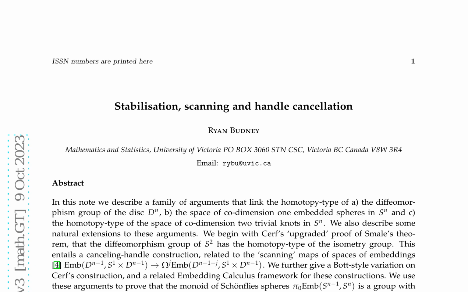Using these arguments, the author proves that the monoid of Schoenflies spheres, π_0 EMB(S^{n-1}, S^n), is a group with respect to the connect sum operation for all n greater than or equal to 2. Notably, this result holds for n equals 4, which does not follow from the resolution of the generalized Schoenflies problems for n does not equal 4.